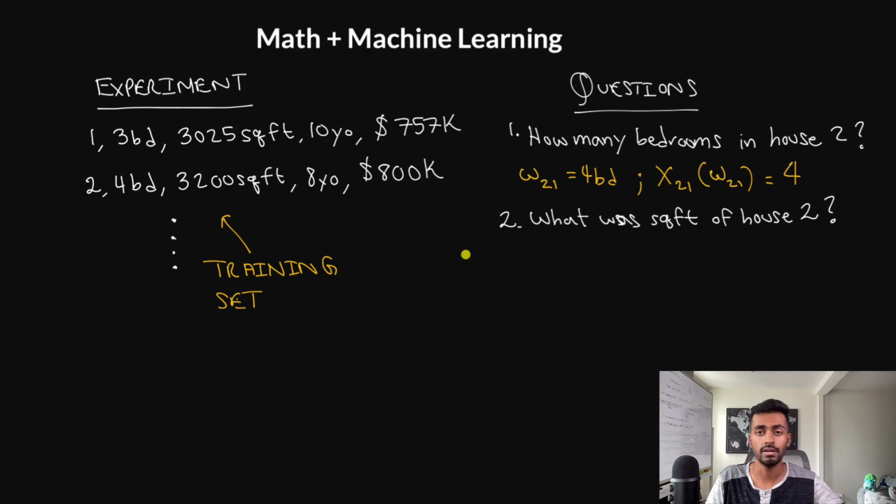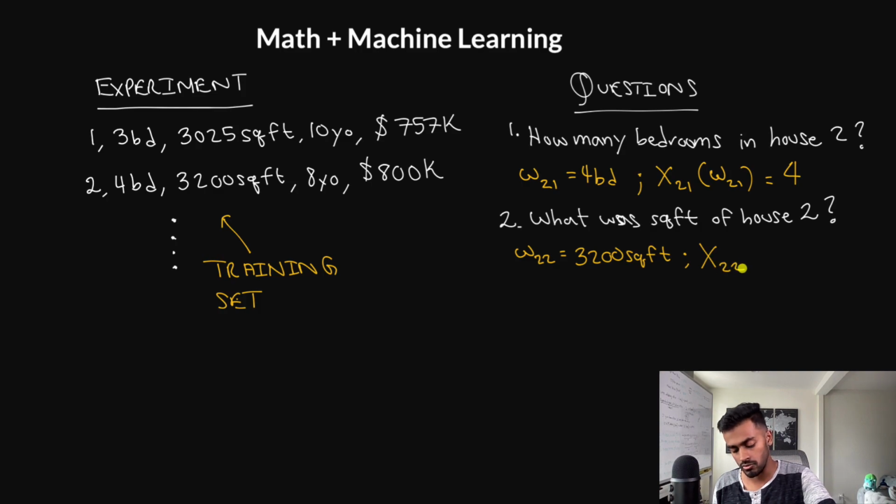Similarly here, we are going to use the variable omega 22, the second house's second feature, and omega 22 itself is the outcome here. And the outcome, well, we observed it as being 3,200 square feet. And the random variable we're going to call now x22. And this is going to be, well, it's a function that takes omega 22 and then creates a number, a measurable quantity, which in this case is 3,200, which is representative of the square feet.